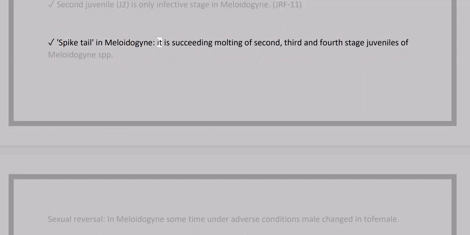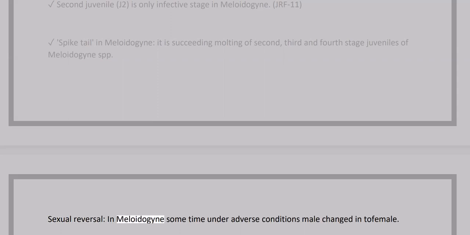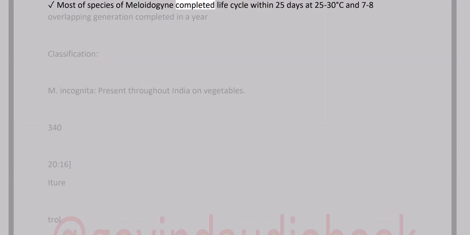Spiketail in Meloidogyne occurs in the molting of the second, third and fourth stage juveniles of Meloidogyne spp. Sexual reversal: in Meloidogyne, sometimes under adverse conditions a male changes into an intersex male. Most species of Meloidogyne complete the life cycle within 25 days at 25 to 30 degrees Celsius, and 7 to 8 overlapping generations are completed in a year.